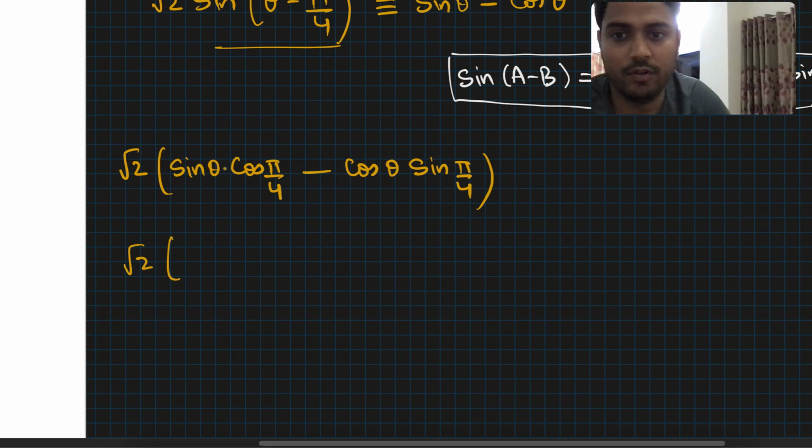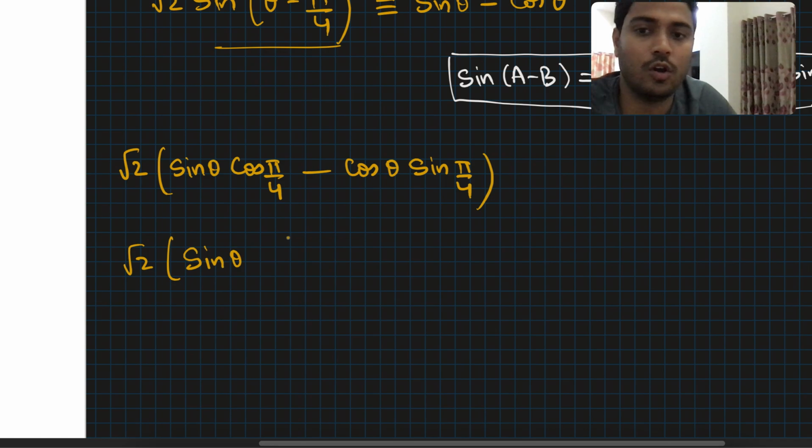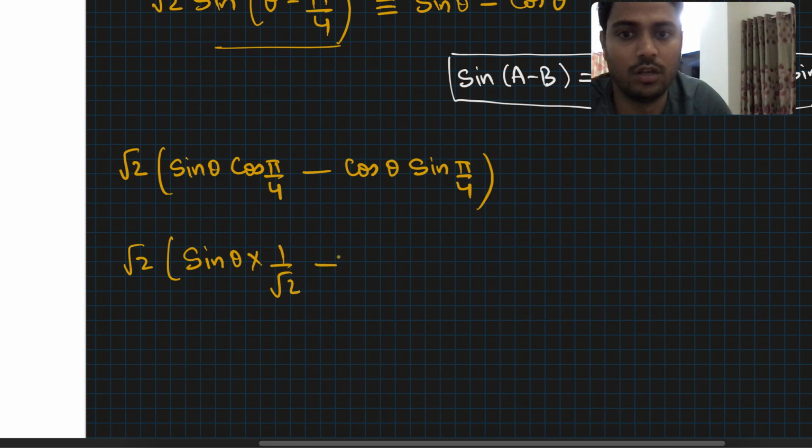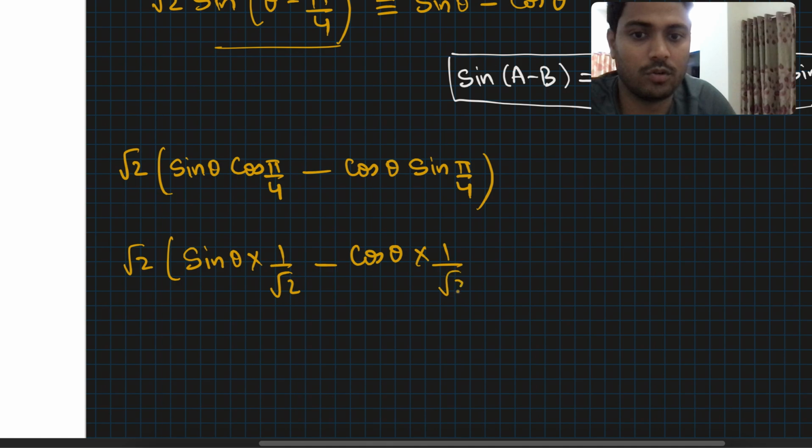So root 2, we don't have the theta value, so sin theta will be written as it is, sin theta cos pi by 4. Cos pi by 4 is 1 upon root 2. So sin theta multiplied by 1 upon root 2 minus cos theta, again theta value we don't have, so cos theta, sin pi by 4 is again 1 upon root 2, so multiplied by 1 upon root 2.